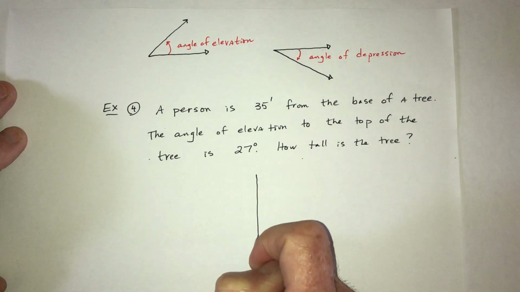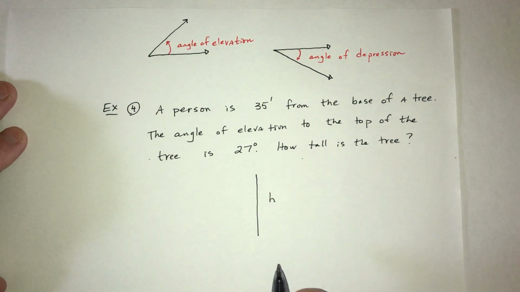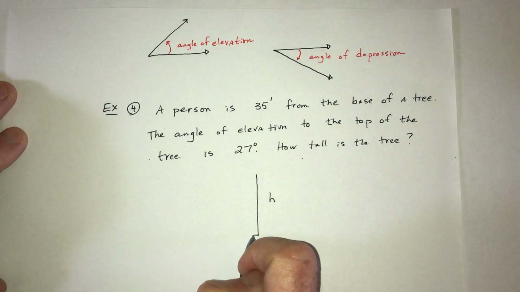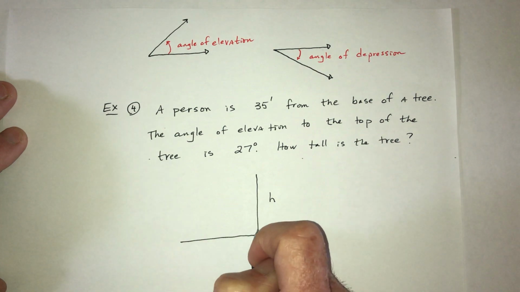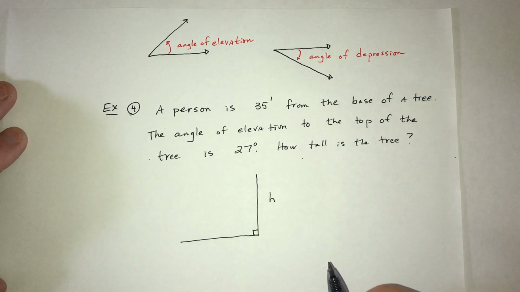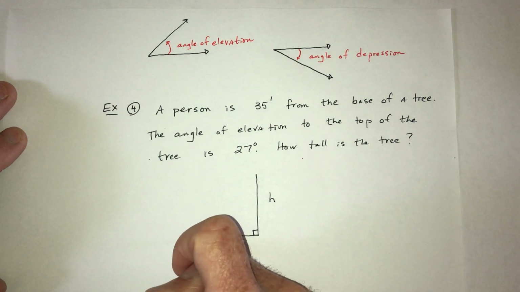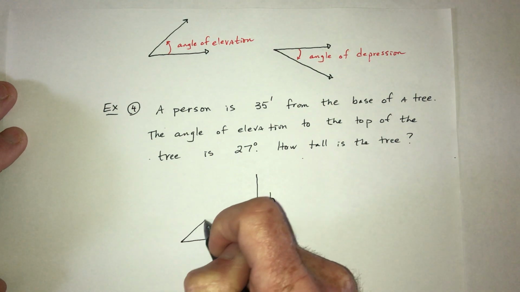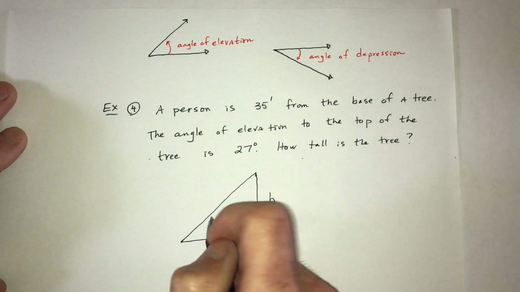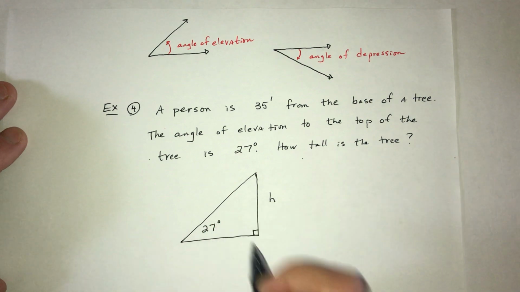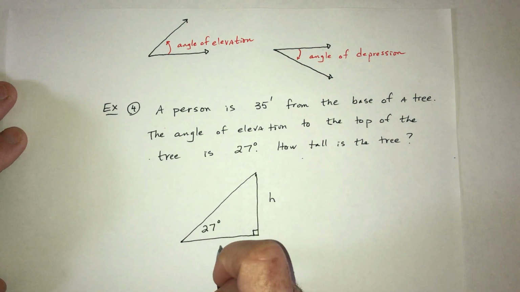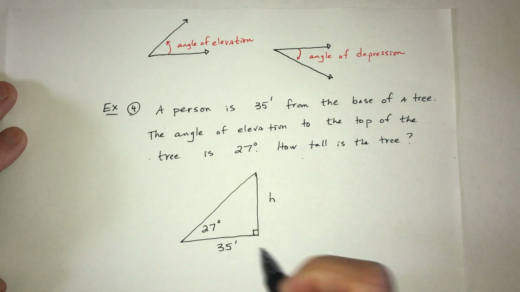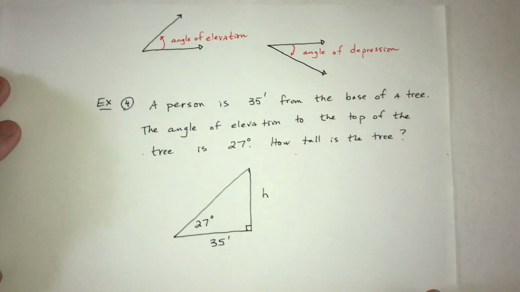So you don't have to make a fancy picture. This is going to be the tree, and I'll use h for its height. Like I said, we need to assume that this is a right angle, that the tree is standing upright. The person is over here, and then when they look up, the angle of elevation is 27 degrees. And they are standing 35 feet from the base of the tree.